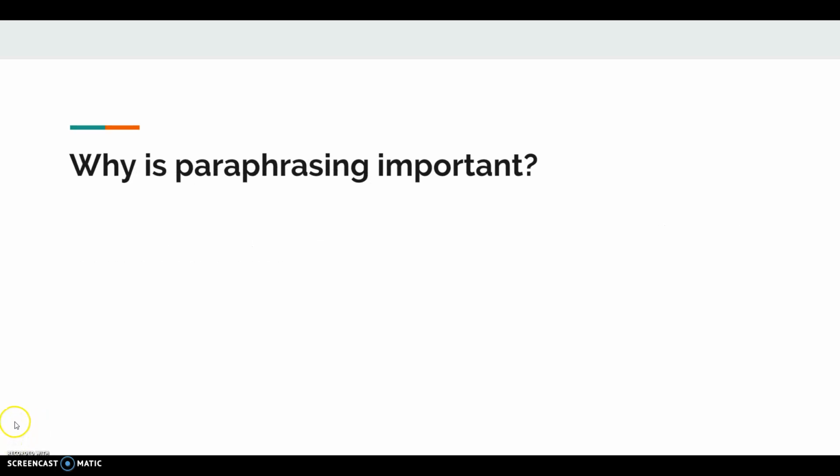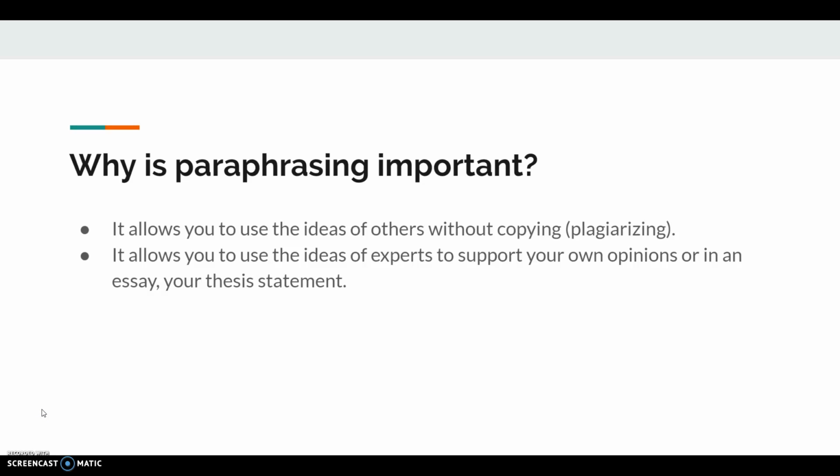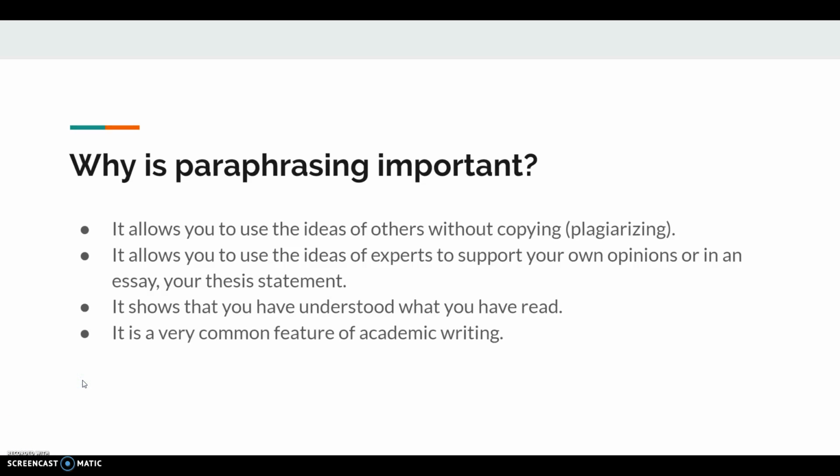Why is paraphrasing important? First of all, it allows you to use the ideas of another person or expert without copying or plagiarizing. It allows you to use the ideas of experts to support your own opinions. In your essay, in your thesis, you'll be using them a lot. And it shows that you've understood what you've read. And finally, it's a very common feature of academic writing. You'll have to paraphrase in this class and pretty much any other class where you have any kind of writing assignment.